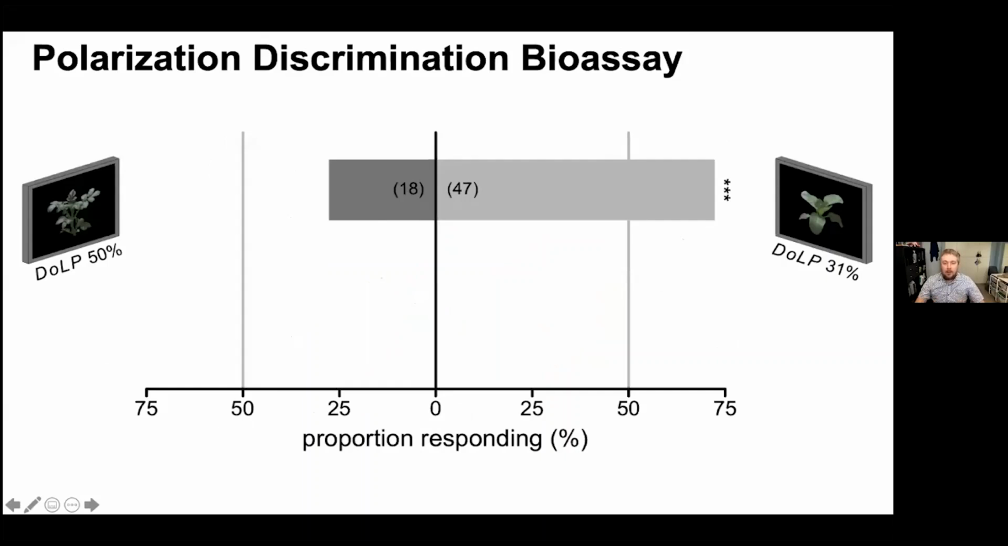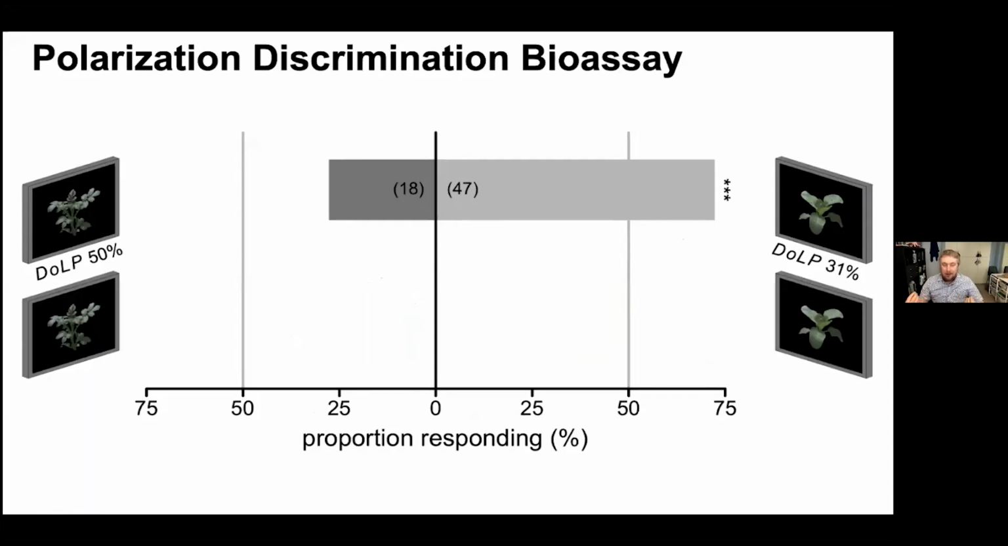So the first thing we wanted to do was test a non-host potato image with the DOLP typical of potato against a cabbage image with the DOLP typical of cabbage. This bioassay and all other bioassays were tested at an AOP of 90 degrees, or with horizontally polarized light, unless indicated otherwise. Not surprising here, we see a preference for the cabbage plant.